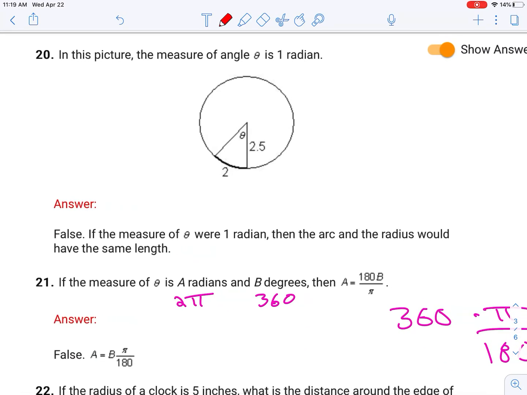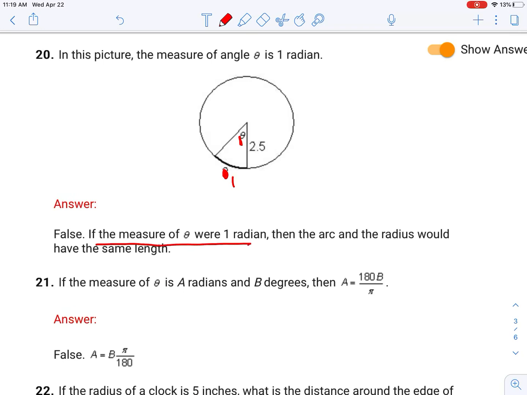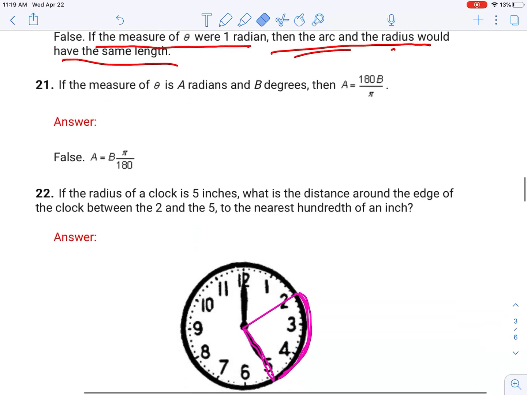In this picture, the measure of theta is 1 radian. Okay, I like these problems because this shows me that you're truly starting to understand it, okay? So they want to know if this is true or false. Well, I can tell immediately that it's false. If the measure of theta were 1 radian, then the arc and the radius would have the same length, and they're not all the same, okay?